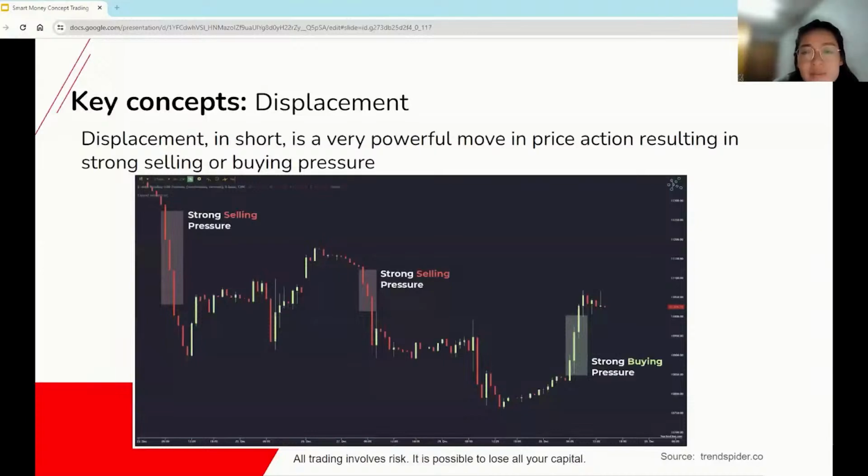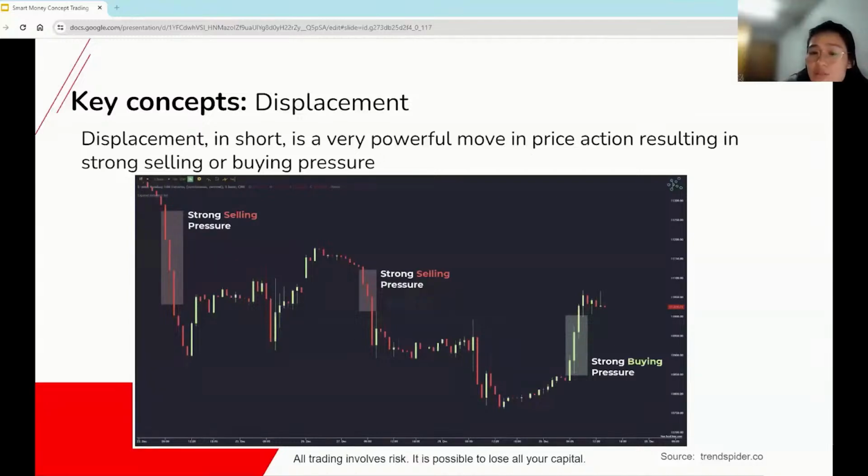Okay, the next concept is displacement. Displacement is a pretty powerful move in price action that results in strong selling or buying pressure. Generally speaking, displacement will appear as a single candle or a group of candles that are all positioned in the same direction. These candles typically have a large real body and very short wicks, suggesting very little disagreement between the buyers and sellers.